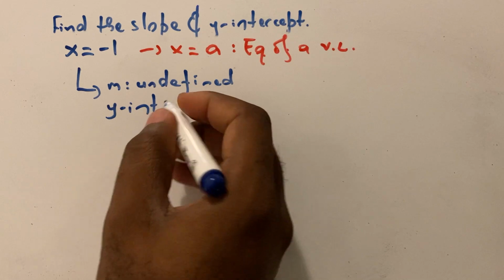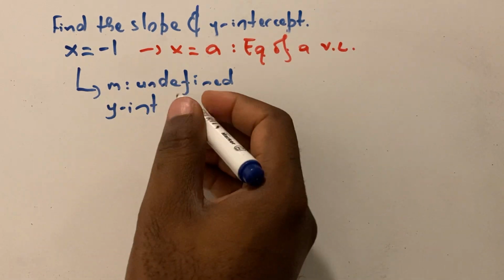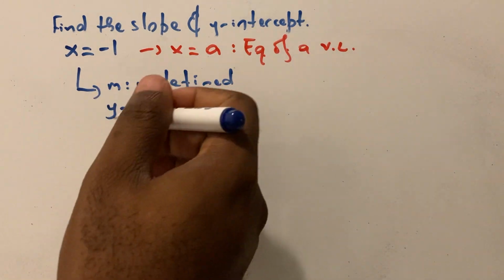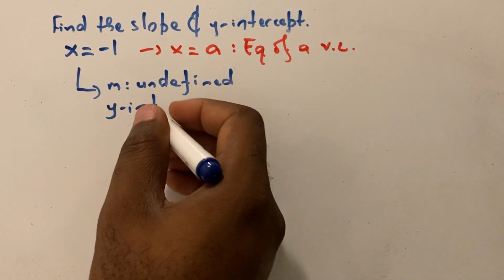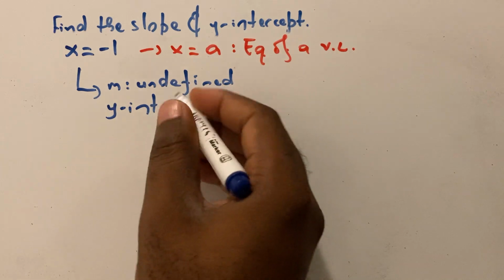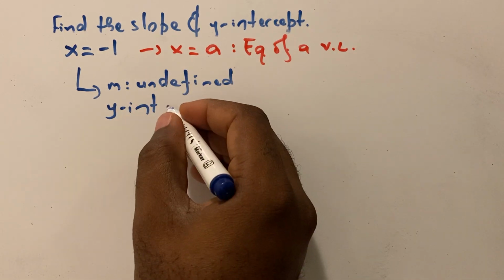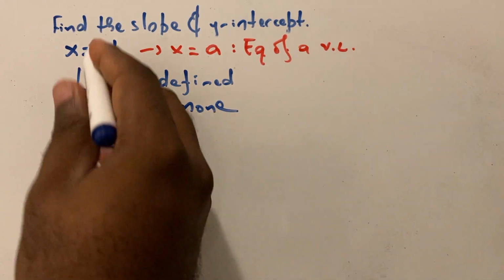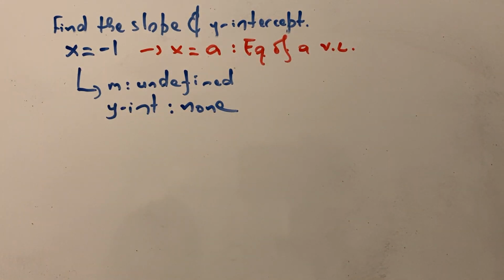y-intercept? Well, there would be no y-intercept because it doesn't cross the y-axis. So no y-intercept in this case here at 1. So you would say y-intercept none, okay, in this case here, because it doesn't even touch the y-axis, okay?